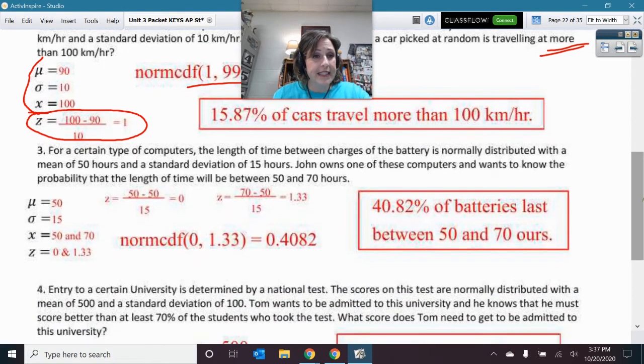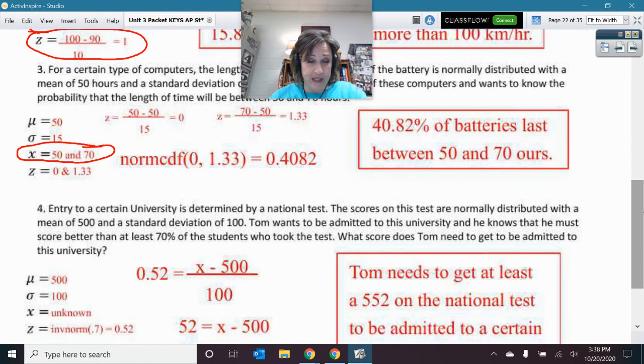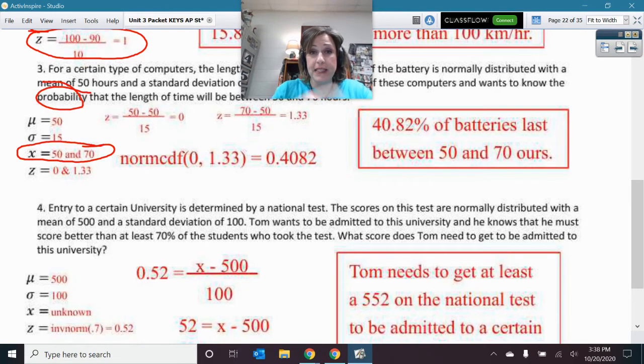All right, next. We're going between 50 and 70. So I knew then, based on that, I had 2 x values. So from those 2 x values, then, of course, one of them is a z-score of 0 because it's the mean. And then the other was 1.33. I then norm CDF'd between those two to get that probability, percent, proportion of observations, use norm CDF. All right, here we go.